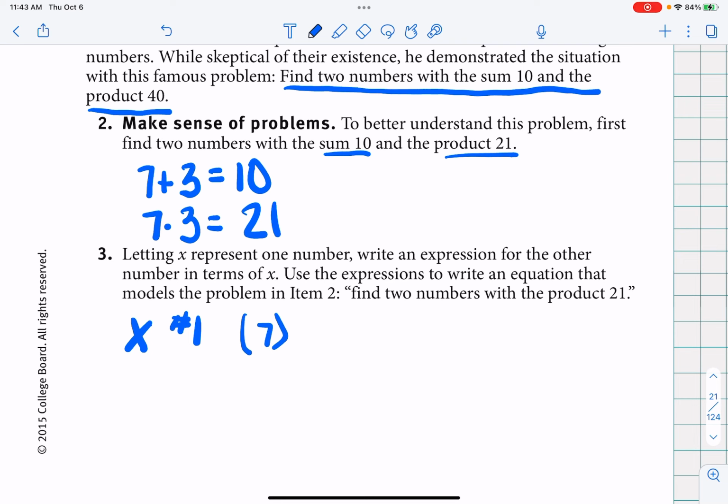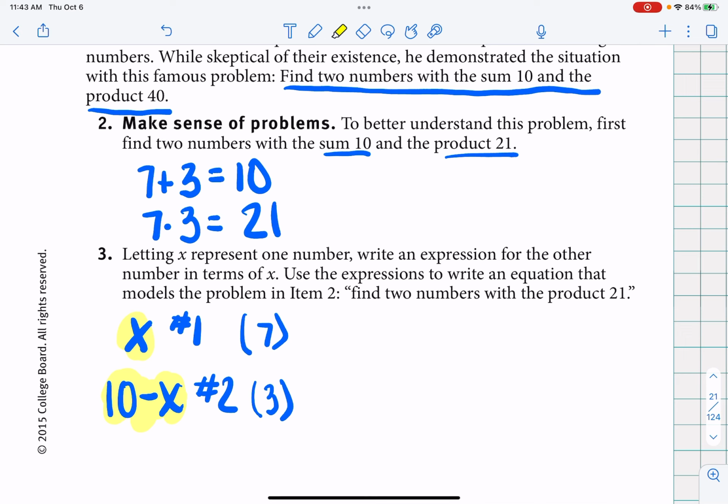So think about this. If the first number was 7, that second number was 3, how am I going to find 3 from 7? Well, I can just do 10 minus x. That's going to be our number 2, okay? So you don't actually need these numbers, but we just need the expressions, okay?